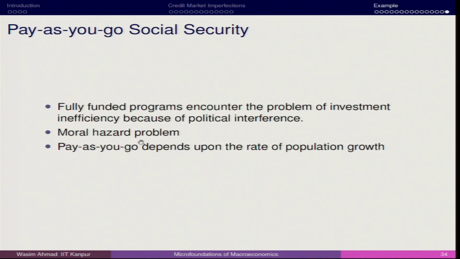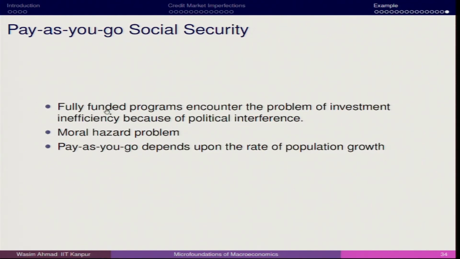It may also happen that individuals who are going for forced saving may not take care well. Because they are contributing, they know that the government is going to take care, so they will not be bothered so much. But pay as you go depends on the population growth, whereas fully funded schemes are those in which everyone is participating. So, this is what we have understood so far.